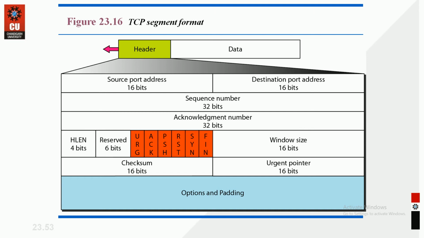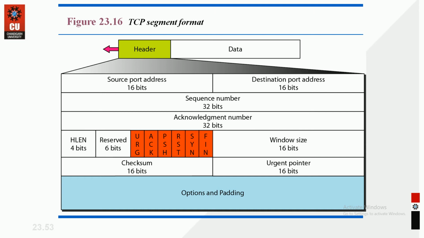These redundant bits are added to check whether there is an error or not. Then the urgent pointer. A pointer is what? It points to something. If there is some urgent data that needs to be sent over the transmission medium, then this urgent pointer is set to that particular data.